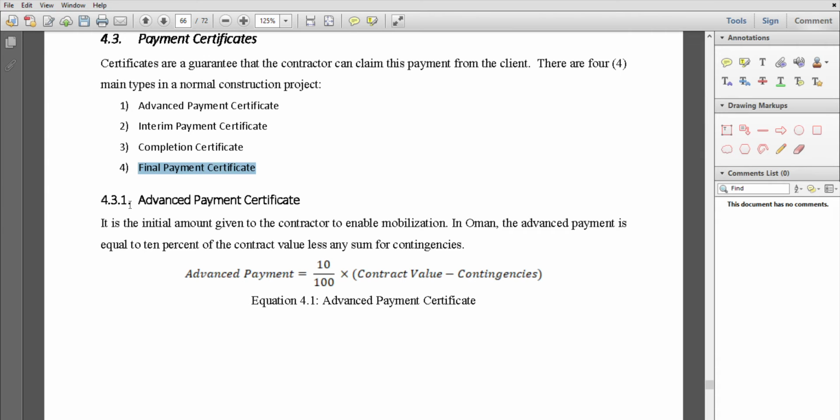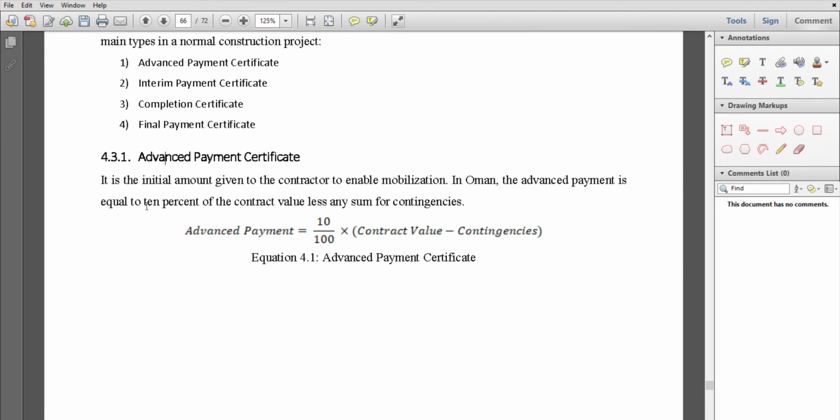So let's go and check one by one. What does each one of these mean? Advanced payment certificate. It is the initial amount given to the contractor to enable mobilization, because we said that we need to have a mobilization with the contractor. He needs to shift his materials, his equipment, his laborers. He needs to set up the site, do the site offices for the engineers, accommodation for the laborers if they are living there, and maybe also do some plans and make it ready for the project itself.